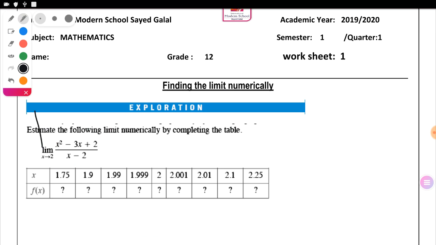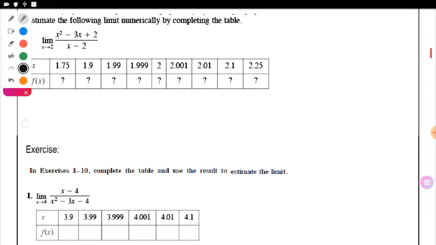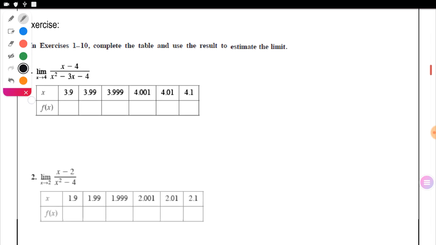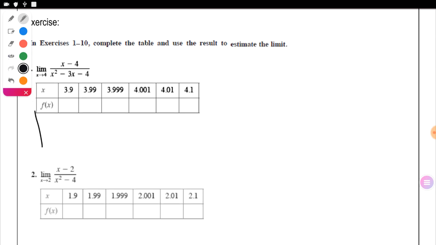Okay, now focus with me. Who will help me in this one? Okay, now complete, read. Usually, you should read the head of the question to understand what the request is here. Complete the table and use the result to estimate the limit. What is the meaning of limit here? The value f(x) goes to, that is its behavior.